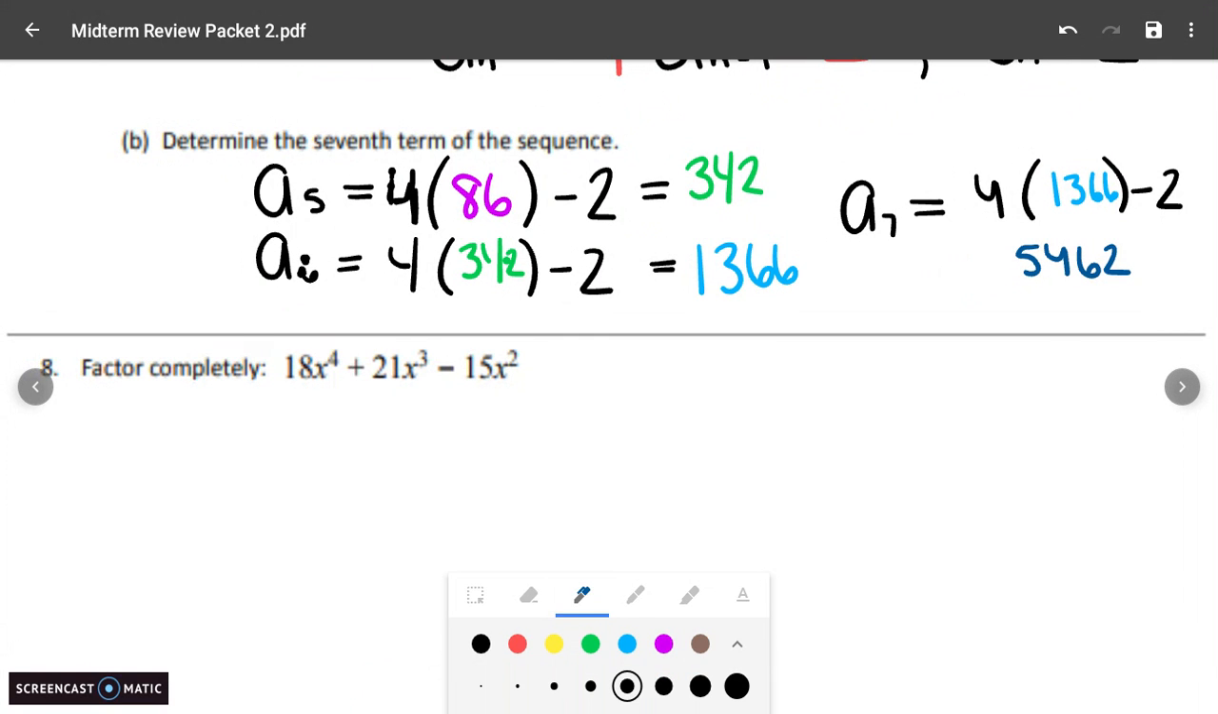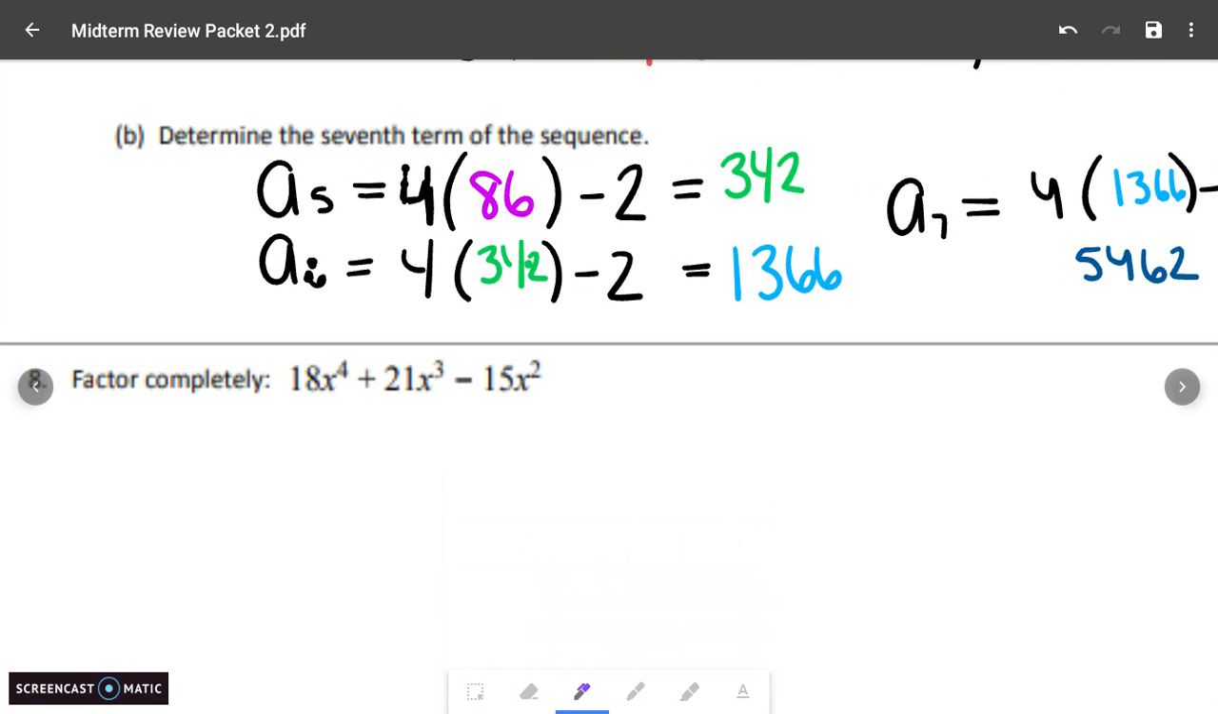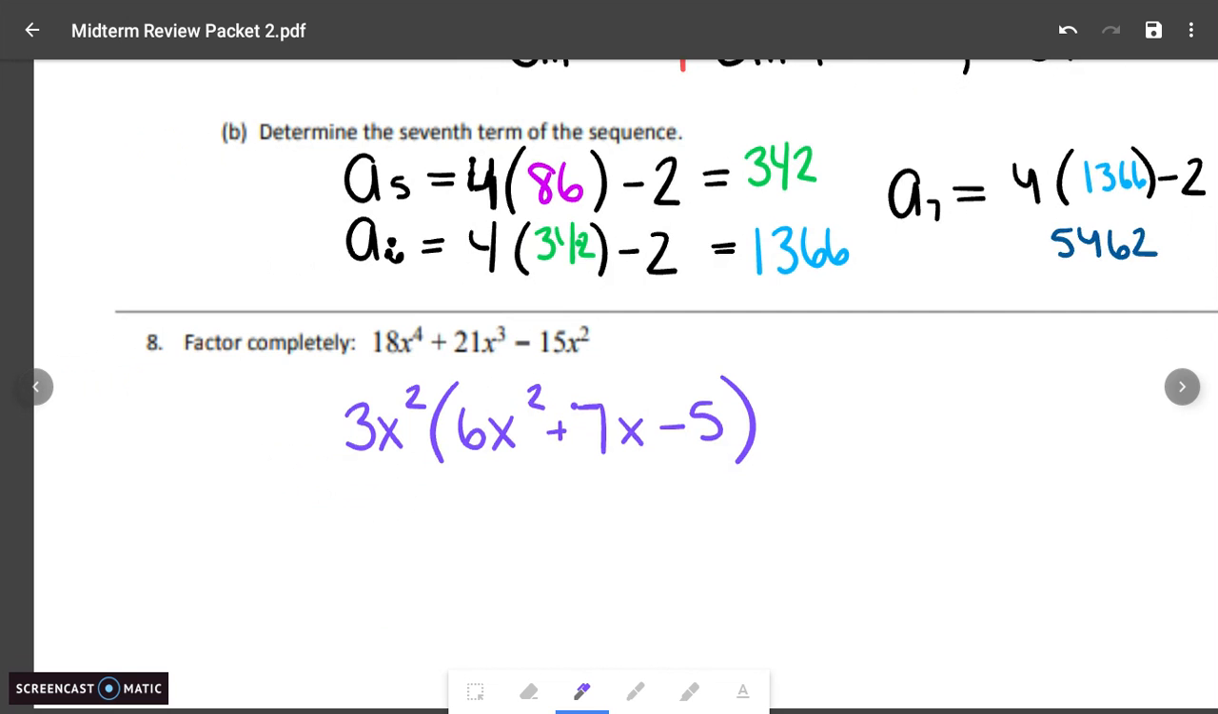In 8, it tells us to factor completely. So first thing I'm going to look to is 3 terms. I'm going to see if there's a GCF. So with each of these, we can pull out a 3x squared. So then I'm left with 6x squared plus 7x minus 5. So we got rid of that GCF first.